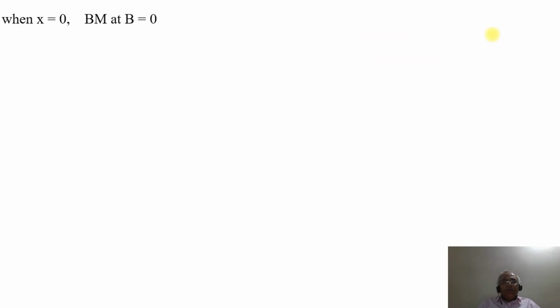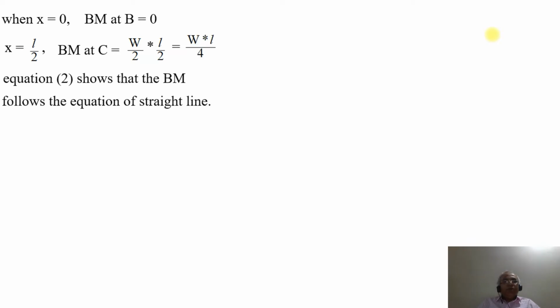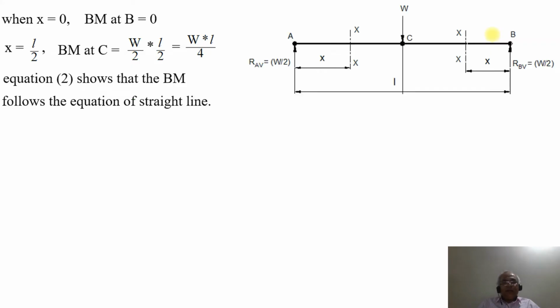Now, when X is equal to 0, what happens? The bending moment at the point B will be equal to 0. When X is equal to L by 2, the bending moment at the point C will be W by 2 into X, so naturally it will be W by 2 into L by 2, equal to WL by 4. Equation 2 shows that the bending moment follows the equation of a straight line. So here we have considered the portion BC.